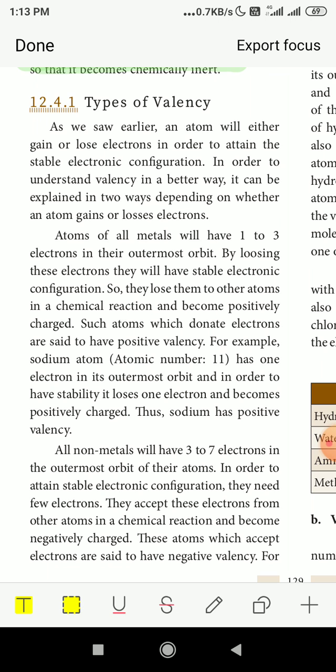Atoms of all metals have 1 to 3 electrons in the outermost orbit. By losing these electrons, they will have a stable electronic configuration. They lose them to other atoms in a chemical reaction and become positively charged. Such atoms which donate electrons are said to have positive valency. Those that give away, that donate electrons, are called positive valencies.